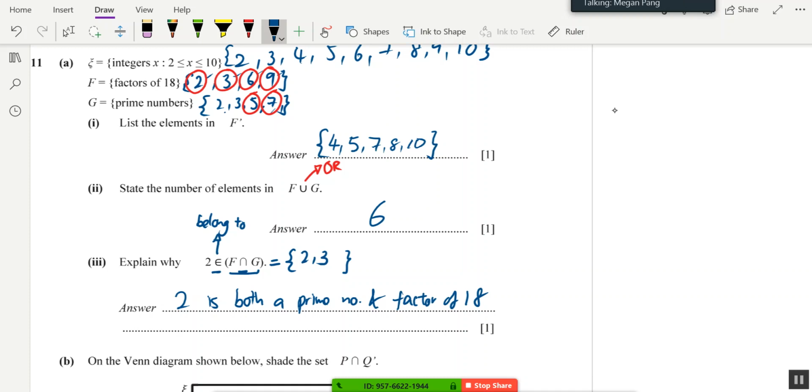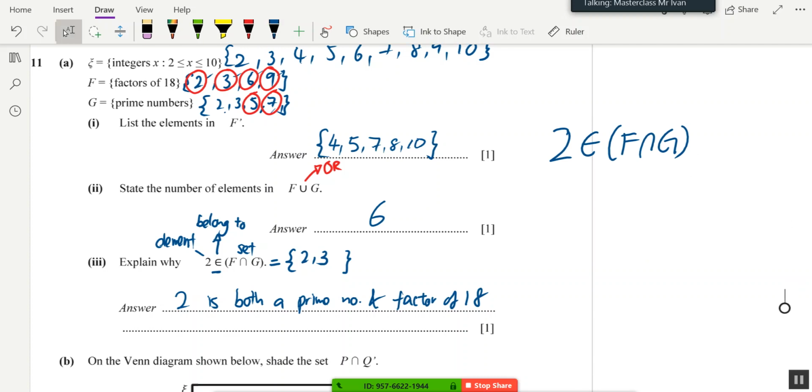Wait, I don't understand the 2 belongs to F intersect G. Because F intersect G is a set. An element can belong to a set. Only an element can belong to a set. This is just notation. That means 2 is inside F intersect G. See, 2 belongs to F intersect G. Okay?